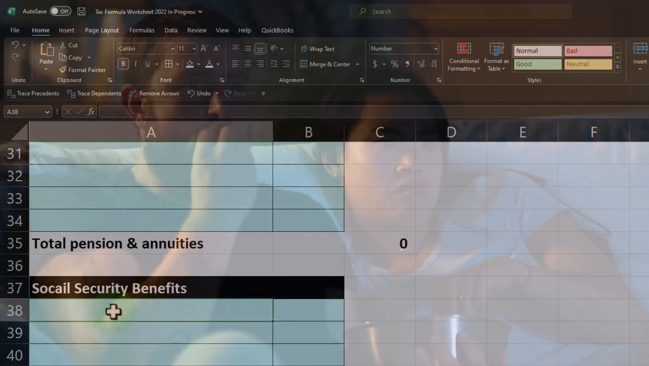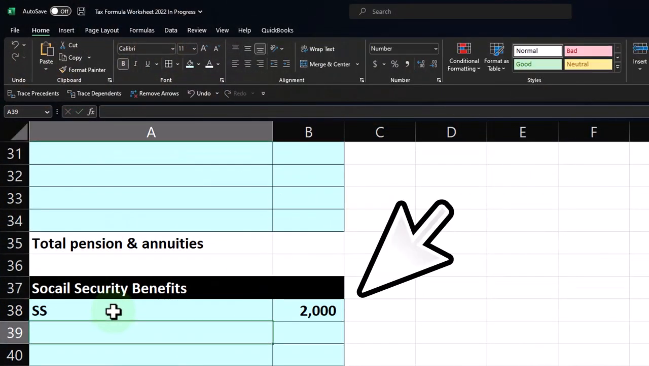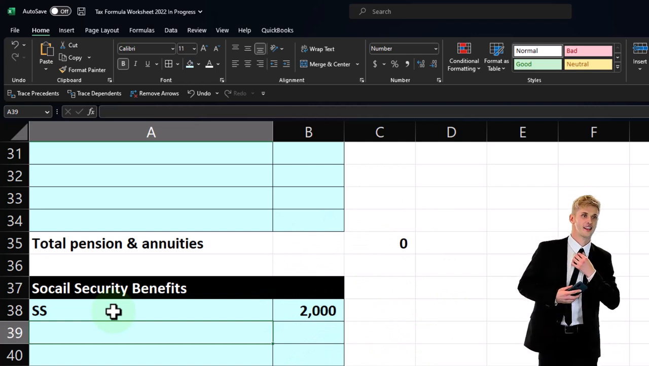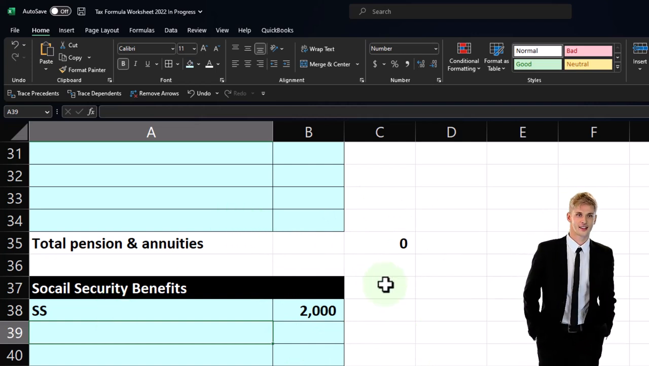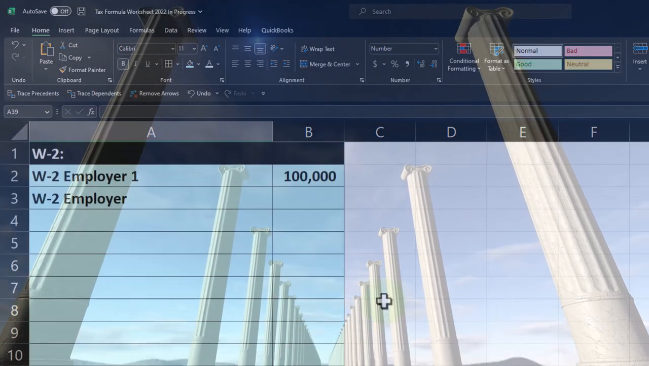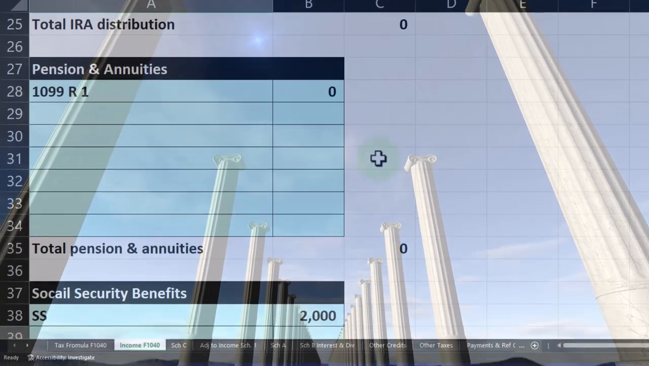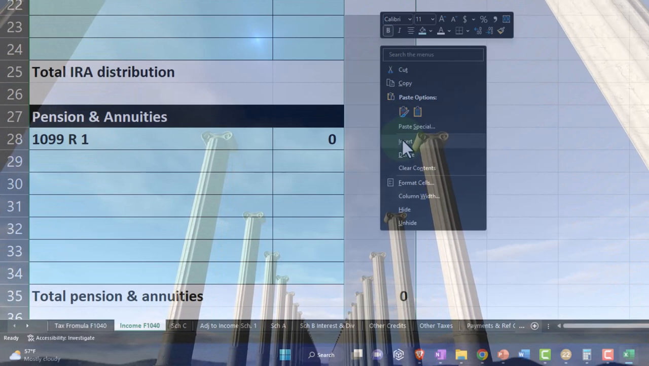So we're gonna say Social Security benefit payment was 2,000. Now you can kind of do the calculation here and say it's gonna be 85%. So you might try to actually see the calculation. So let's actually add a column. I'm gonna add a whole column to this and push column C to the right by putting my cursor on column C, right click and insert.